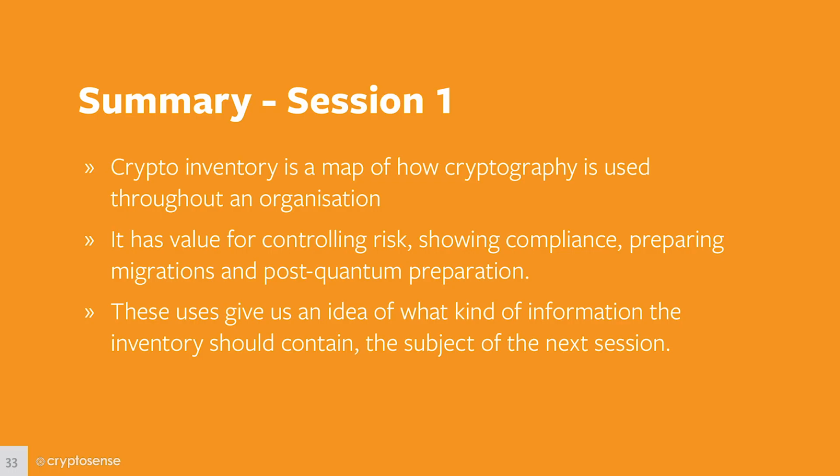All right, so that's the end of the session. So yeah, crypto inventory is essentially a map of how cryptography is used in an organization. We've seen that it has different kinds of values, so controlling risk, so making it less likely that I have a breach because of badly used crypto. It can help me show compliance in an efficient way as part of my story for things like GLB and PCI DSS. Can help me prepare for migration, either to the cloud or also migrating to post-quantum. And so that's given us some parameters for what an inventory might actually look like.